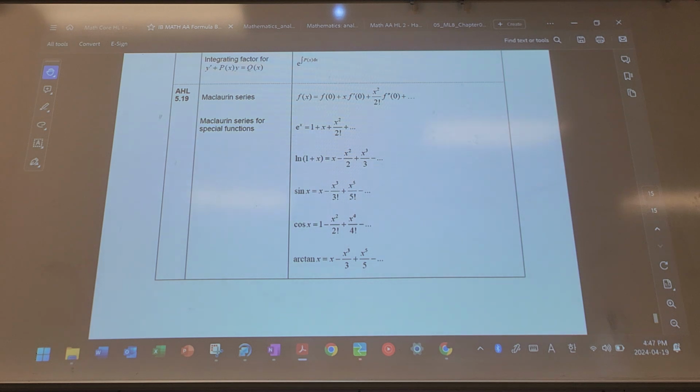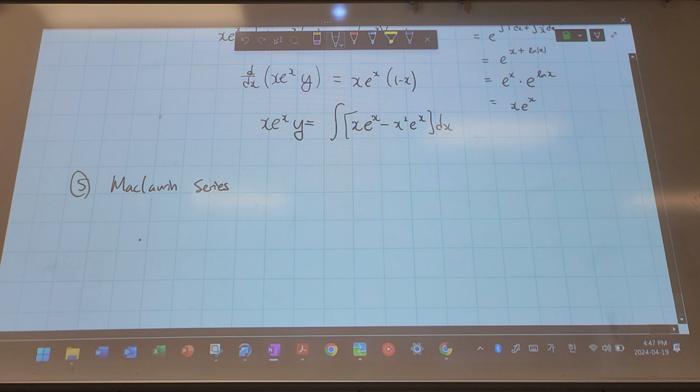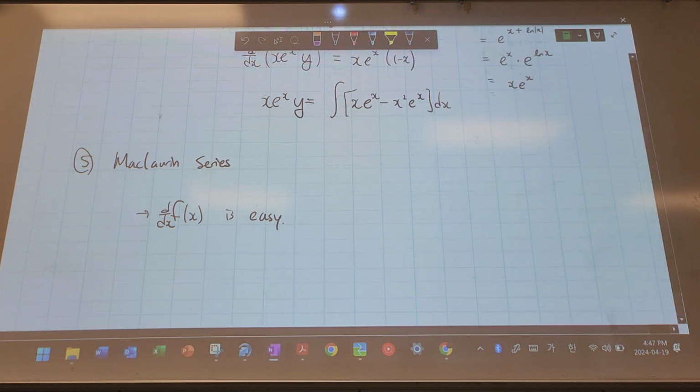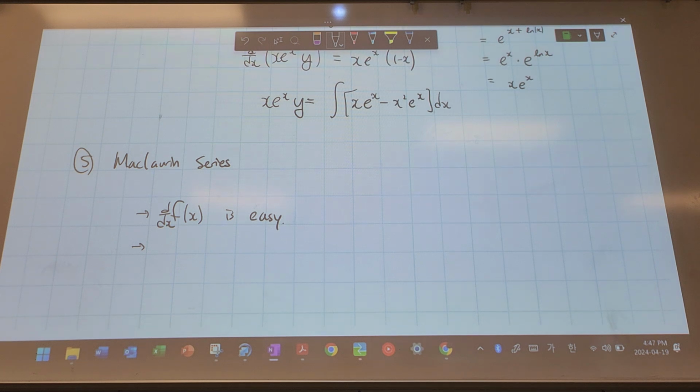Right. So Maclaurin series, the condition is that f of x or d over dx of f of x is easy. That's a condition. Right? You have to find the differentiation of f of x pretty easy. And even if it's kind of complicated, ultimately you put f of 0, so then your life is simple. A lot of the x's will be cancelled. Can you put f of 0 first and then differentiate it? I don't think so. I don't think you can. Okay. Or you use the formula.